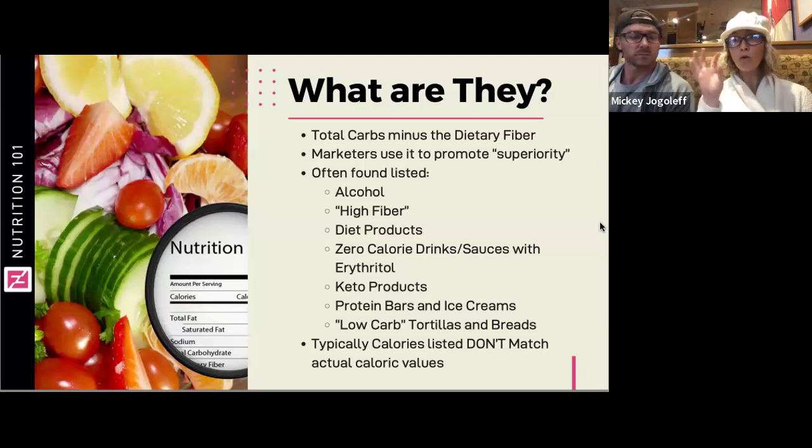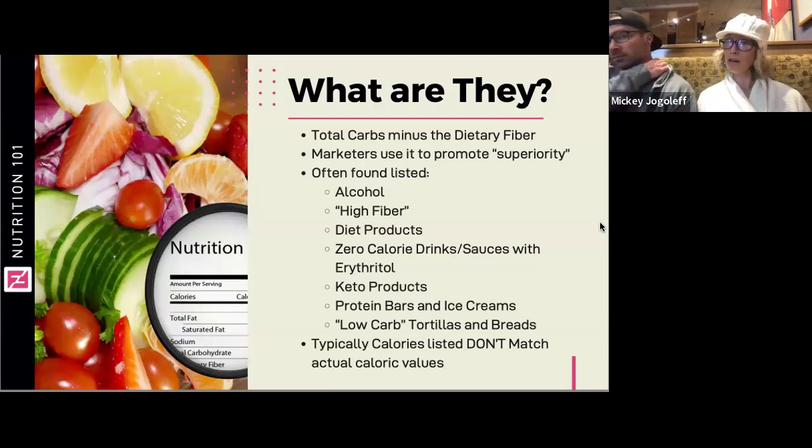They are the total carbohydrates that are listed on the package minus the dietary fiber. Marketers often use this to promote them as superior and as having great health benefits, like they're going to be low in calories and you're going to have good poops and whatever it is. But oftentimes you'll find this in alcohol, high fiber foods, diet products, 0 calorie drinks and sauces that have sugar alcohols in them, keto products, protein bars and ice creams, low carb tortillas and breads.